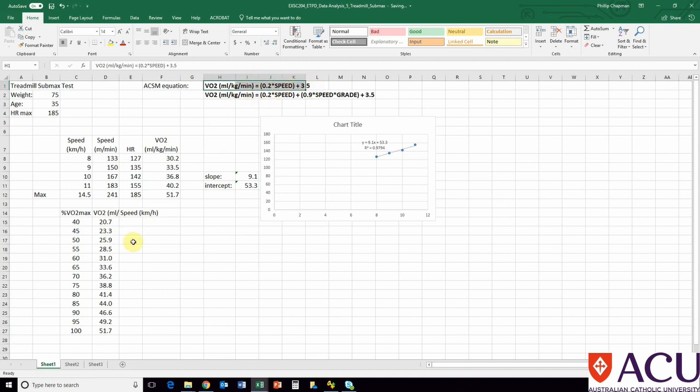We need to rearrange that equation in order to calculate the speed for each one of those VO2s. We know the VO2s, so we can sit that in there, but we don't know what that speed is. So if we rearrange that equation, it's going to be the VO2 in mils per kilo minus the 3.5. So 3.5 is essentially the resting VO2, divided by the slope, in this case it's 0.2.